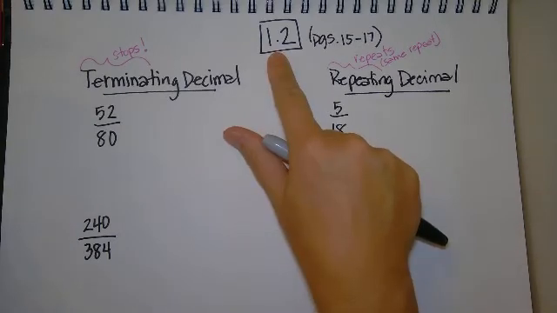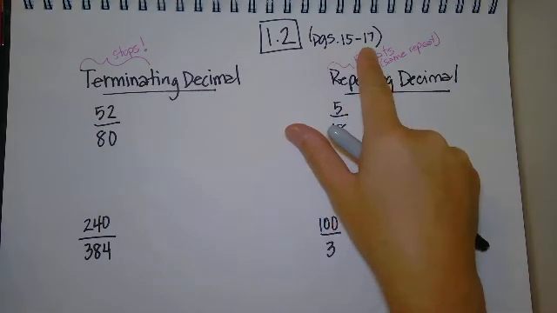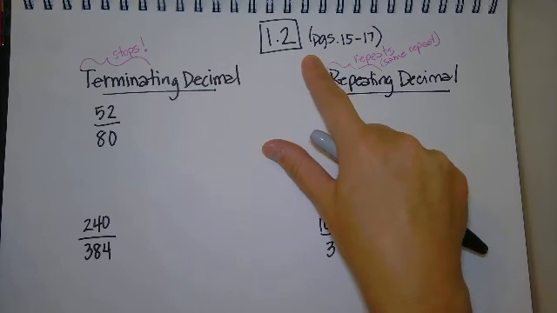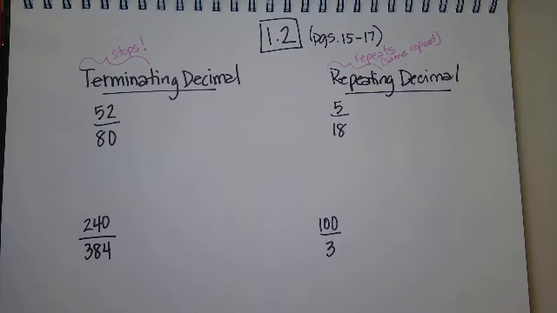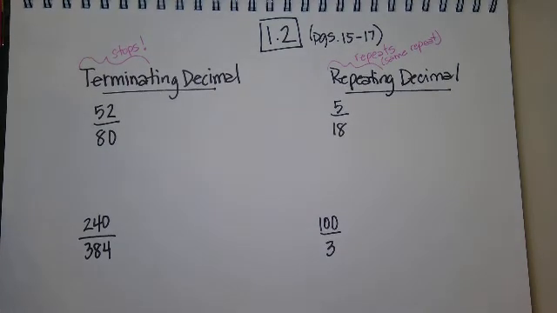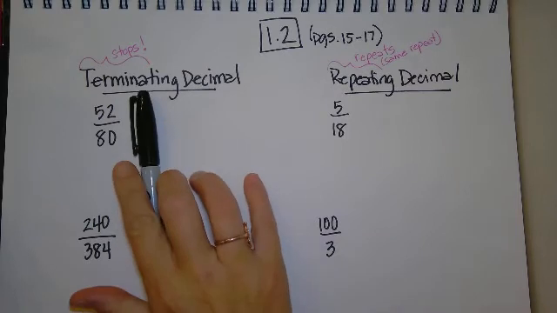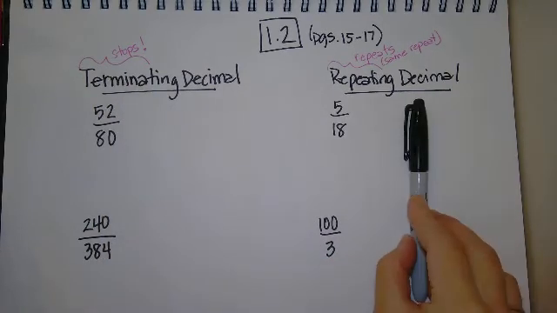This is topic 1.2 in the 7th grade book. I want you to follow along on pages 15 through 17. I'm always going to want you to do those example pages, reading through, and this is my little mini lesson that goes through that as well, so that you can hear from me and have a little more explanation that goes with it. All right, so in this lesson, we're talking about terminating decimals versus repeating decimals.